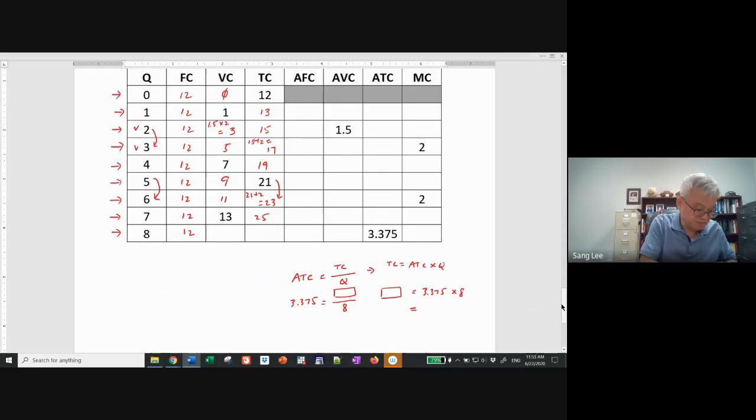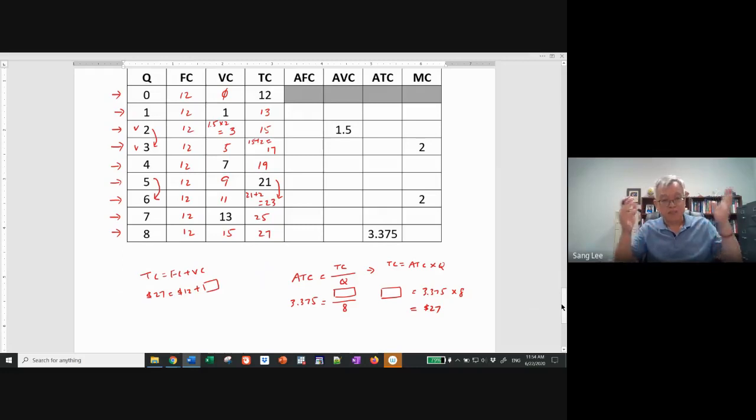So that is 3.375 times 8, which gives you what? 27. So total cost is 27. Then variable cost is what? The difference between these two. Total cost is fixed cost plus variable cost. So total cost is 27, fixed cost is 12, and then variable cost should be what? 15. Okay.